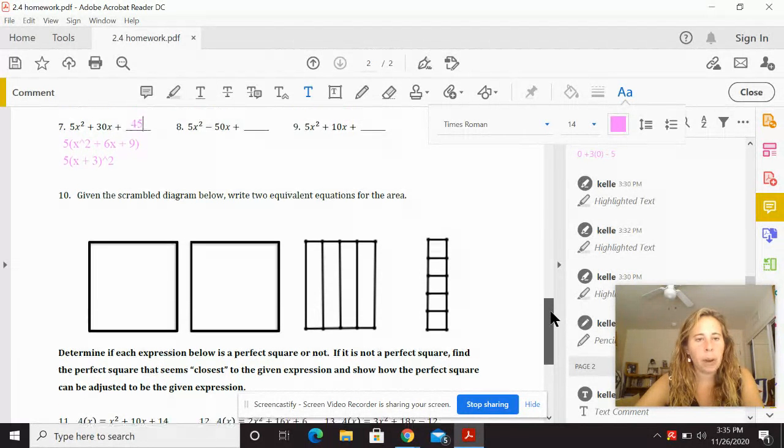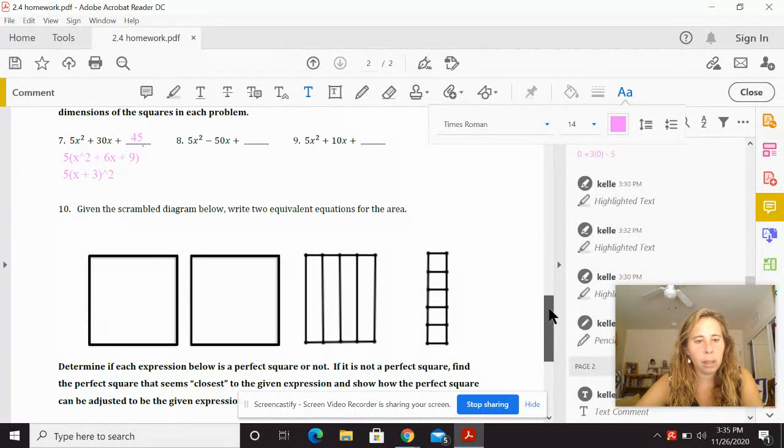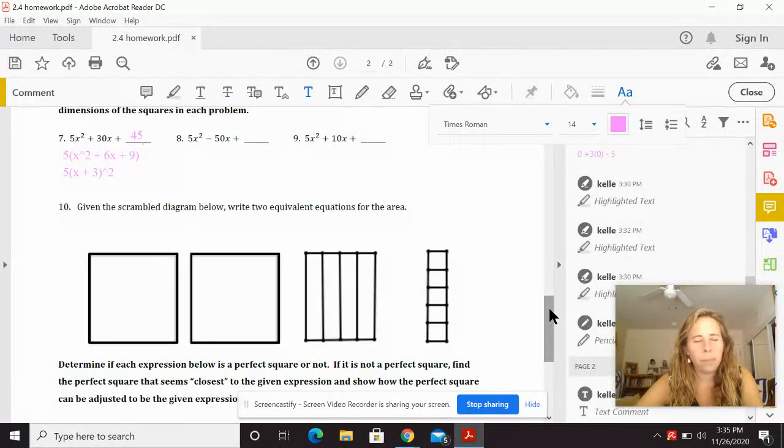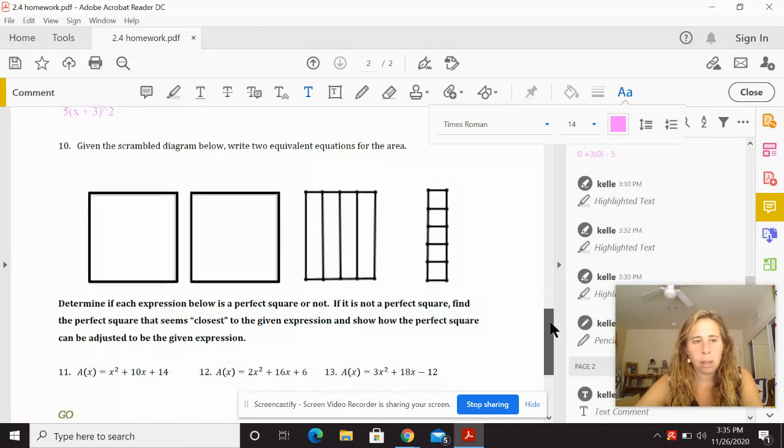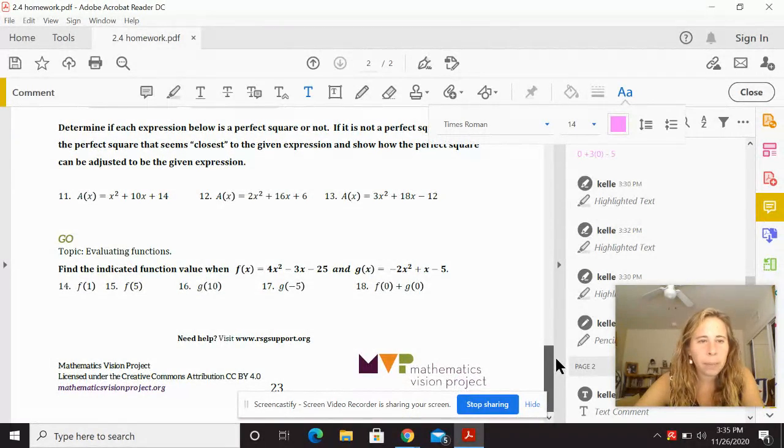Given the scrambled diagram below, write 2 equivalent equations for the area. Mr. Byrne did a couple of these in his video, so hopefully you can look back at that for reference. I'll think about it. Maybe I'll come back and do it.